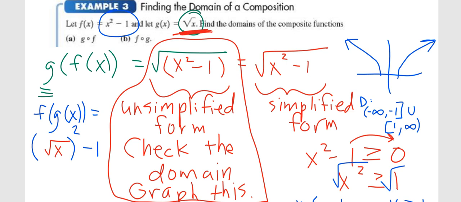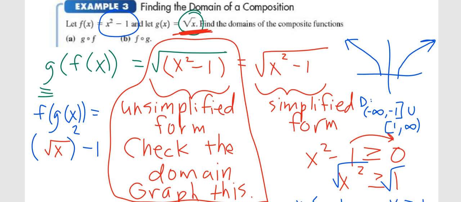Are these parentheses useful or useless? Useful. Thank you very much! Because the square and the square root cancel out. Would we call this right here the unsimplified or the simplified form? Unsimplified. This is the unsimplified form.